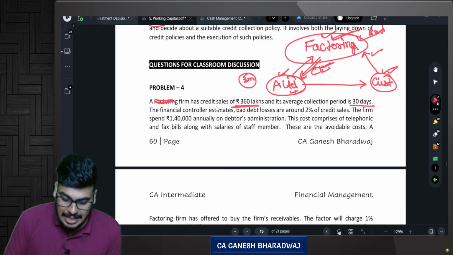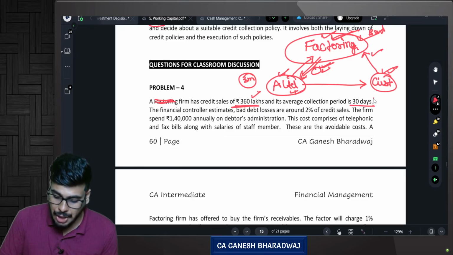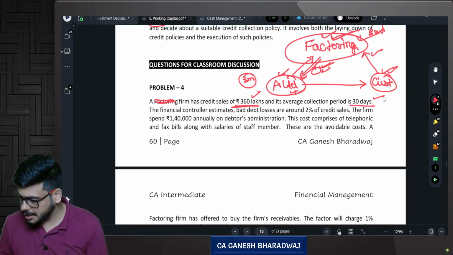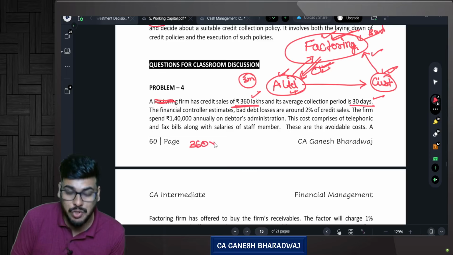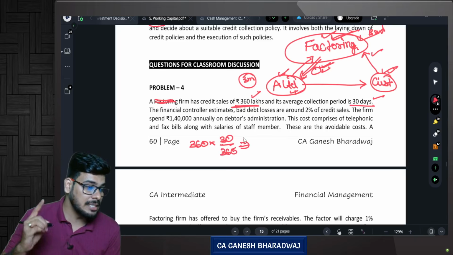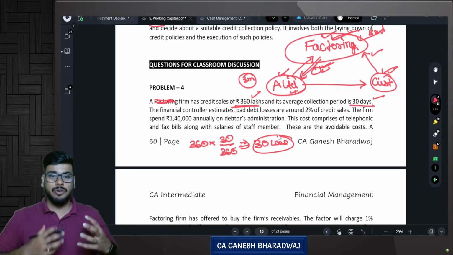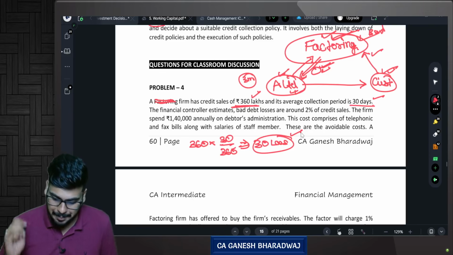It's a normal company. They have credit sales of 360 lakhs in a year and its average collection period is how much? 30 days. So in a year, they have how much sales? 360. So what is one operating cycle's debtors value? Into 30 divided by 360. So can we say that in one cycle, they have a debtor balance of 30 lakhs, or in other words, the amount that gets blocked by way of debtors is going to be 30 lakhs for this company.